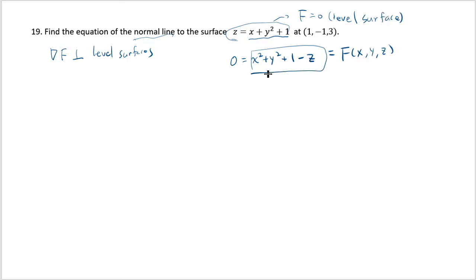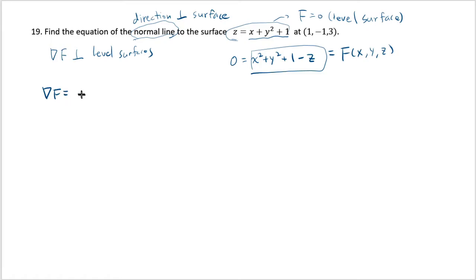And that's nice because now all I have to calculate is the gradient of this function at (1, -1, 3). That's desirable because I need a normal line, which means the direction of this line would be perpendicular to the surface. That means once I get the gradient of F, I can use it as a direction vector for the line. And since the line also passes through (1, -1, 3), I can write down the equation for the line easily. Alright, so let's continue.